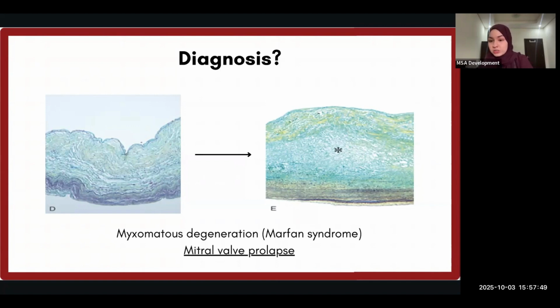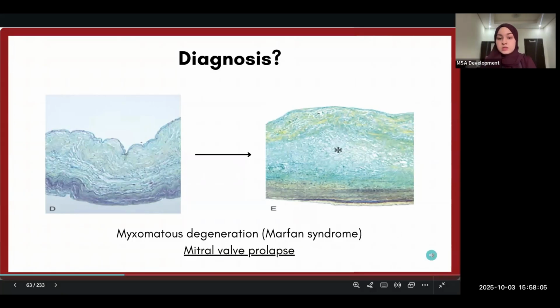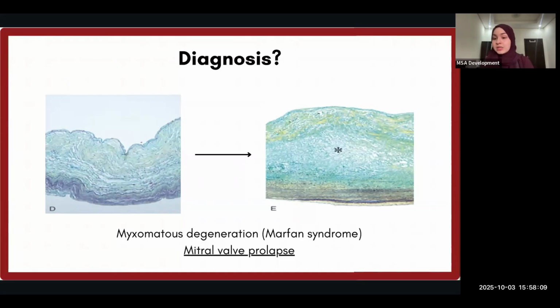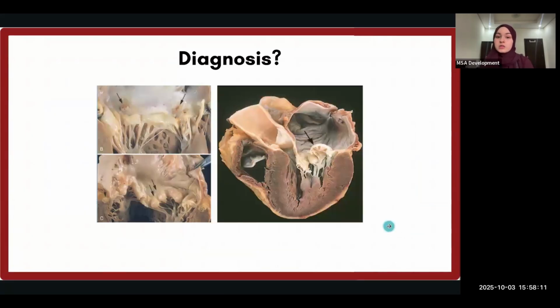So you start getting myxoid tissue replacing the fibrous tissue, and this causes the valve to be very floppy, and the chordae tendineae become very weak, so they're not able to hold the valve properly. And this causes mitral valve prolapse. So myxomatous degeneration is a finding in mitral valve prolapse, and it can be seen in Marfan syndrome.